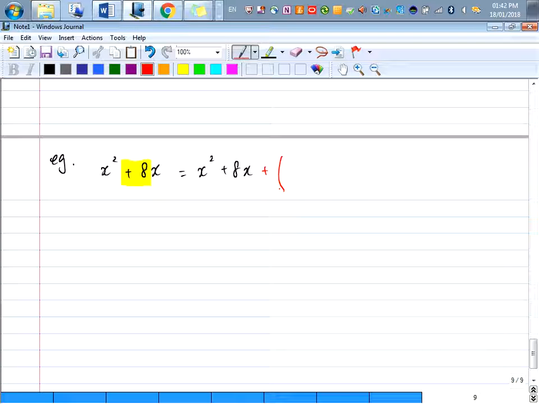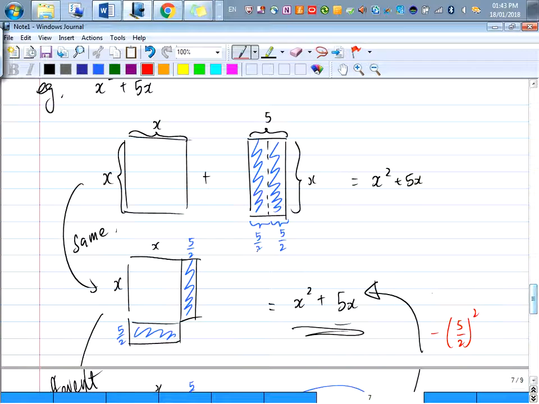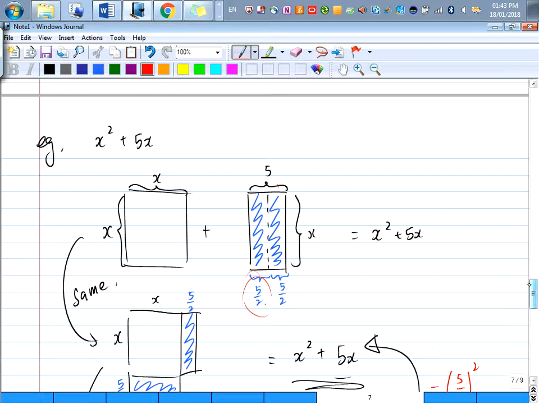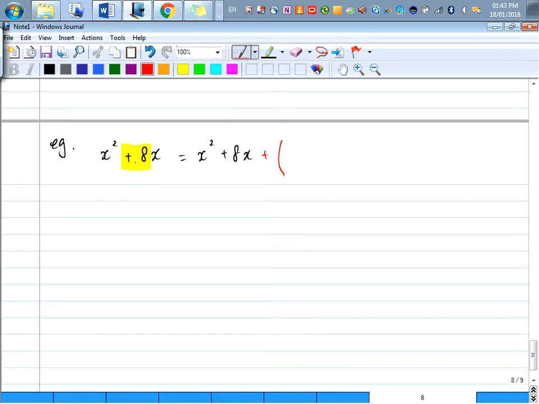Do you remember how to find the missing piece? What did I do to get my missing piece over here? I divided by 2. 5 divided by 2. The coefficient of x over here, I divide by 2 to get a missing piece. So here the coefficient of x is 8. So 8 divided by 2. Is it just like that, or do I have to square it? Square it. The missing piece is a square. So 8 over 2 squared.